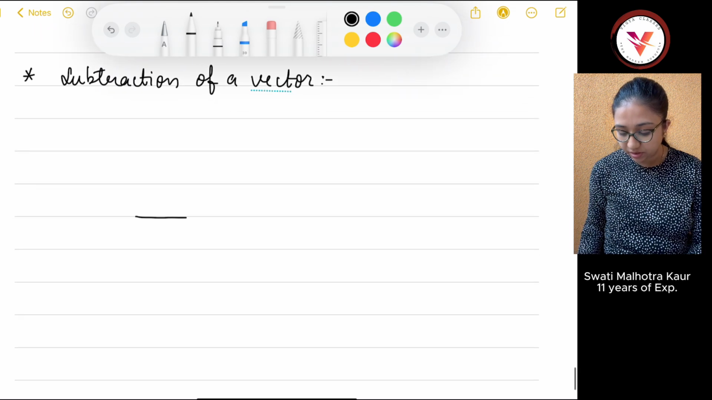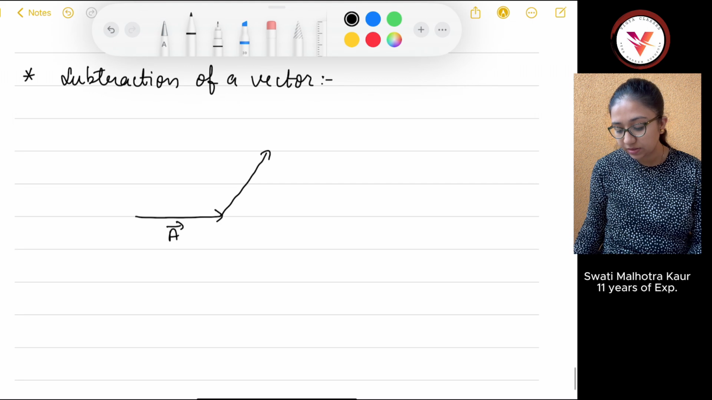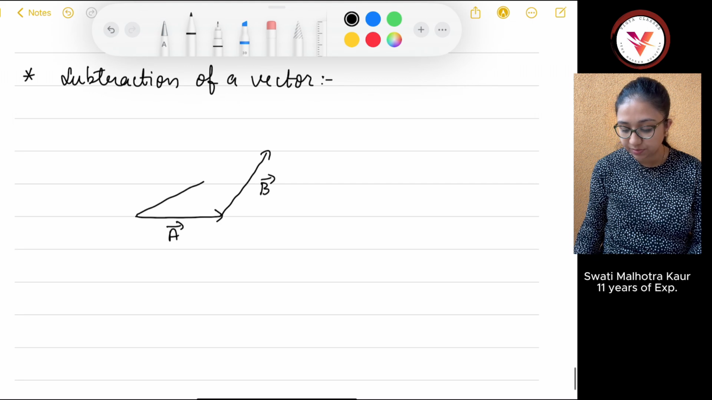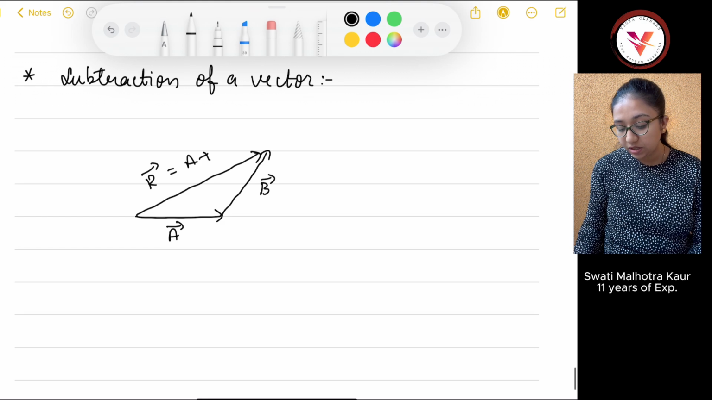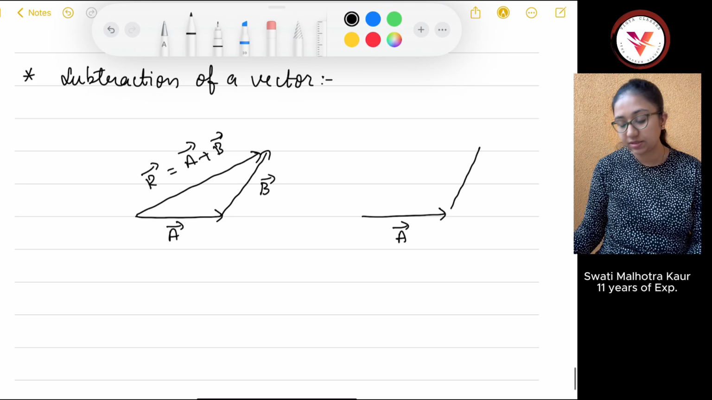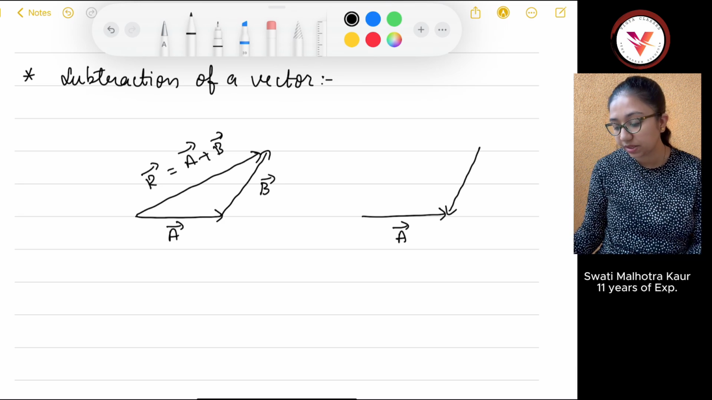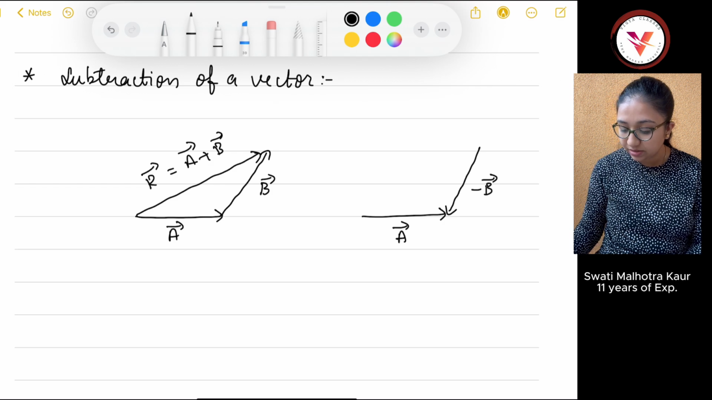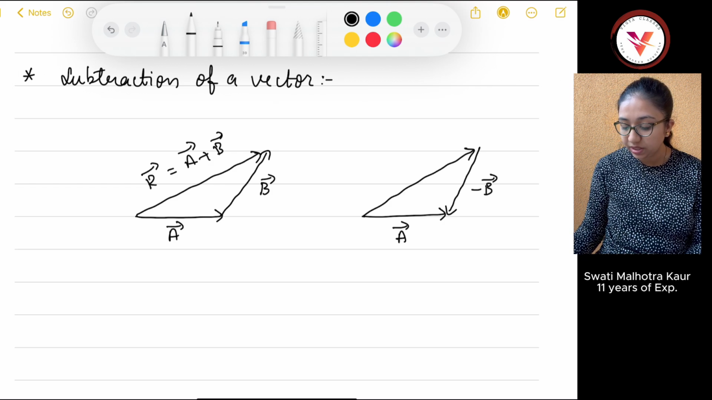Like we have learned in the triangular law, that is the A vector, this is the B vector, and this gives me a resultant vector of A plus B. Now if you reverse its sign, that means this is the A vector and you are taking B as this in the opposite direction, then it becomes minus B vector, and the resultant would be A vector minus B vector. So it is like this.